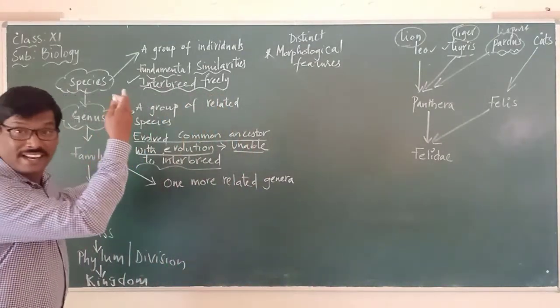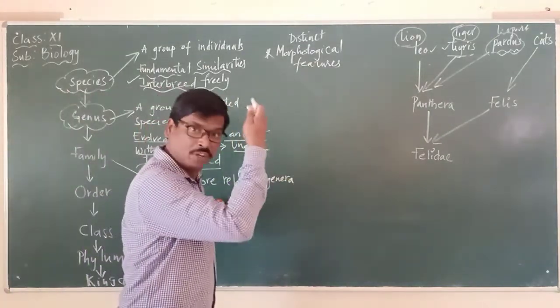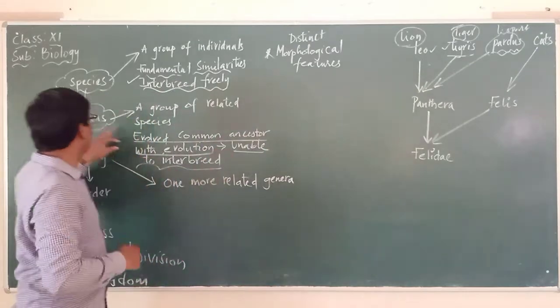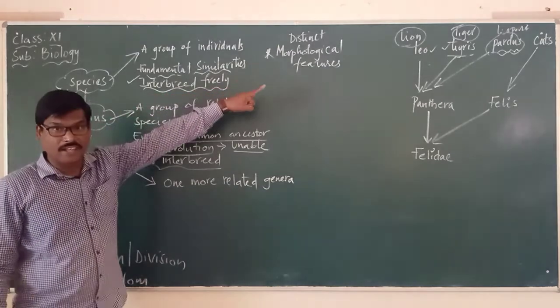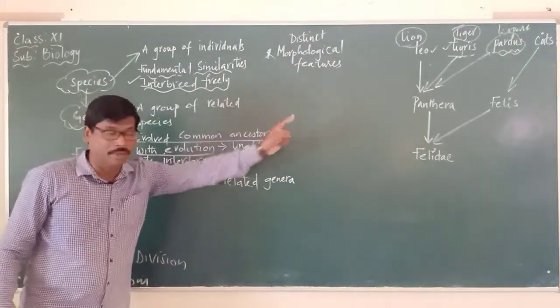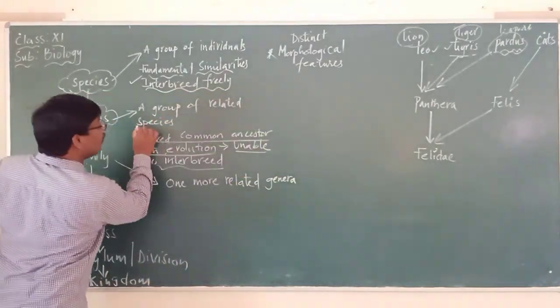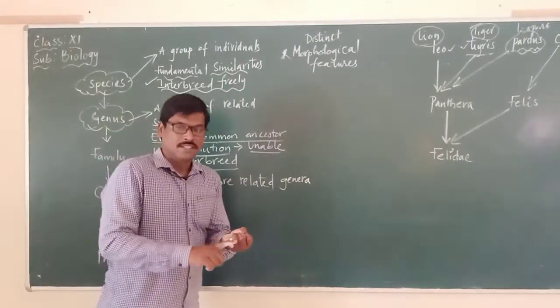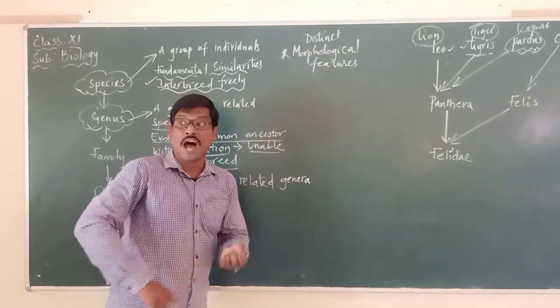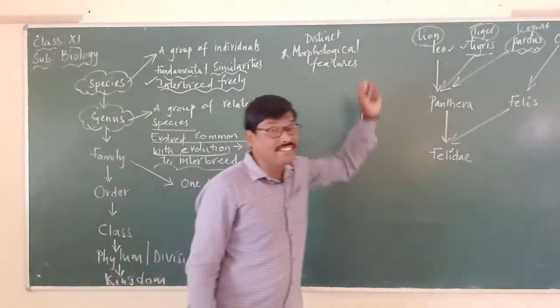Now, if you are looking at the lion, the tiger and the leopard, these three are kept under the genus. Those three, lion, tiger and leopard, are a group of related species. That's the point we have to keep in mind.